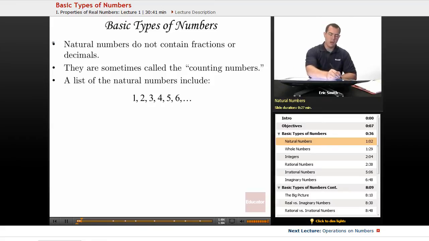In our first group, we'll take a look at the natural numbers. These are the numbers that do not contain any fractions or any decimals. In fact, they're sometimes called the counting numbers because they are some of the first numbers you learn when counting. They contain the numbers 1, 2, 3, 4, 5, and they really just go up from there. So again, notice how we don't have any fractions, no decimals, and actually no negative numbers here.